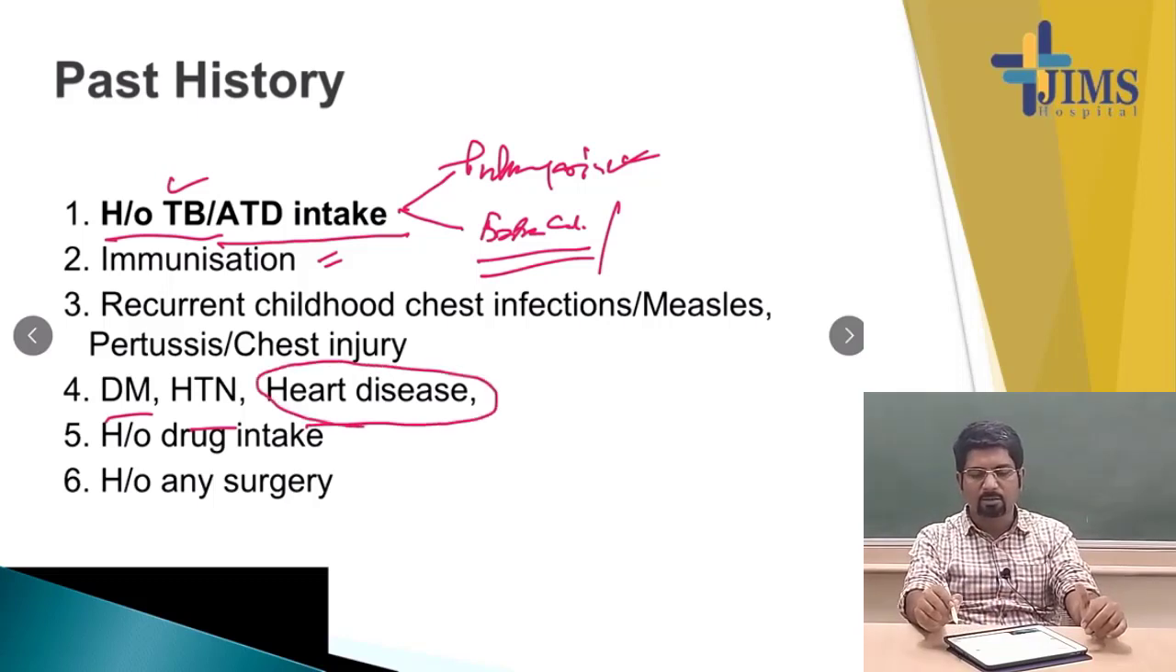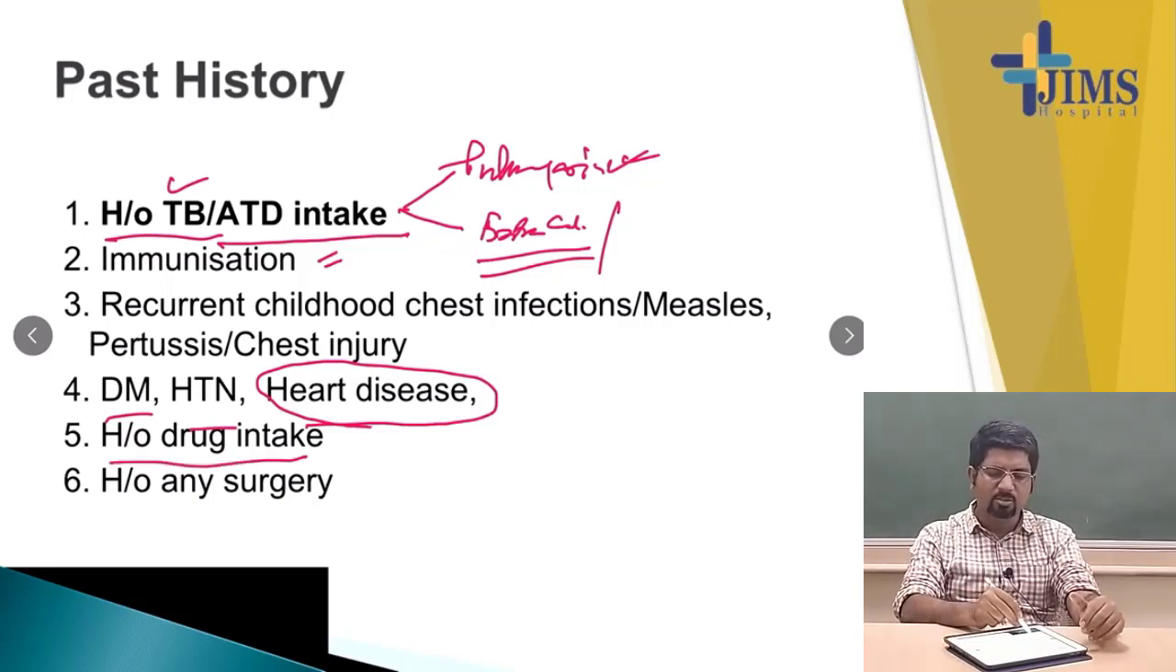Particularly valvular heart disease may predispose to further chest infection, and at the same time heart disease, particularly in the form of coronary artery disease or ischemic heart disease, results in heart failure and leads to pleural effusion and also breathlessness.